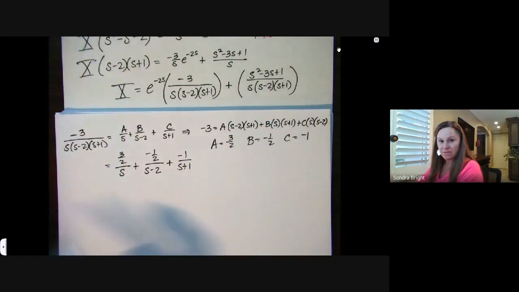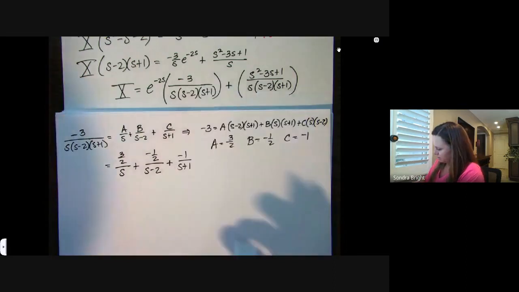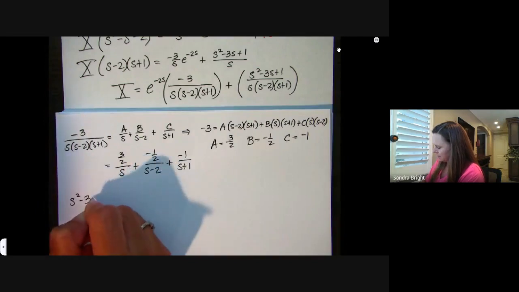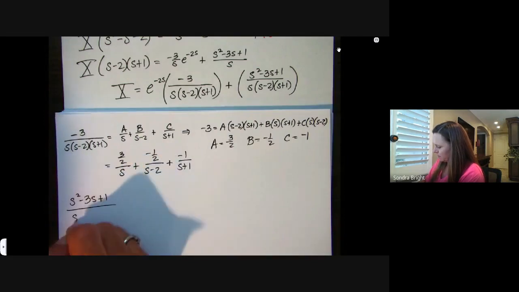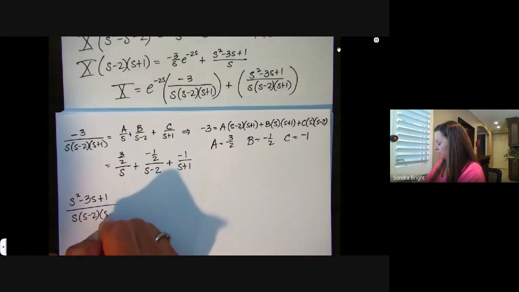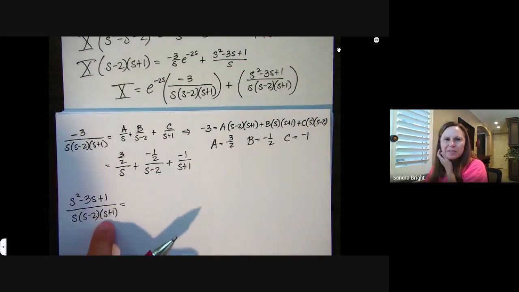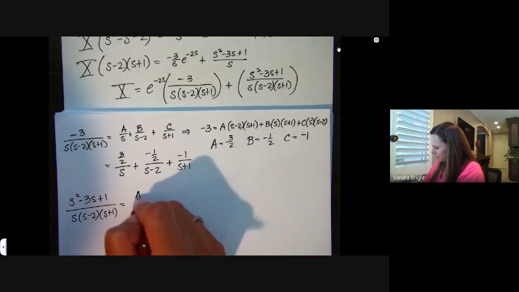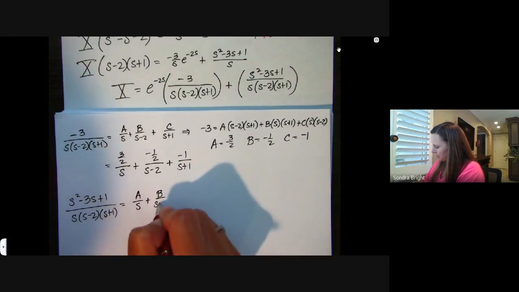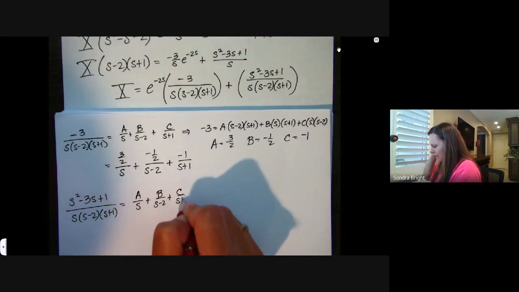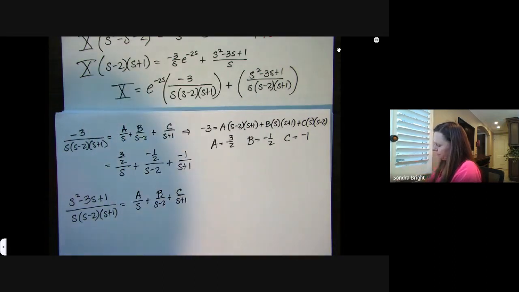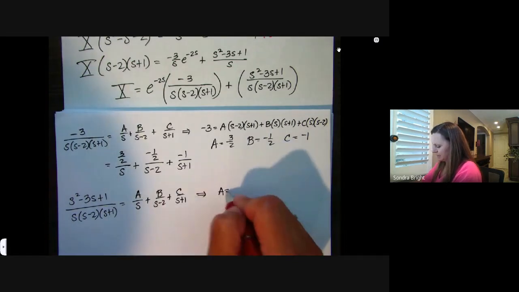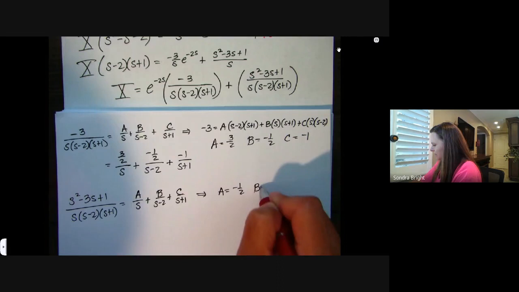Then do the same thing for this one here. So s squared minus 3s plus 1 over s times s minus 2 times s plus 1. Again, linear factors in the bottom, so you don't have to worry about the as plus b form. So it's just a over s, b over s minus 2, and c over s plus 1, so that you end up getting a is negative 1 half, b is negative 1 over 6, and c is 5 over 3.